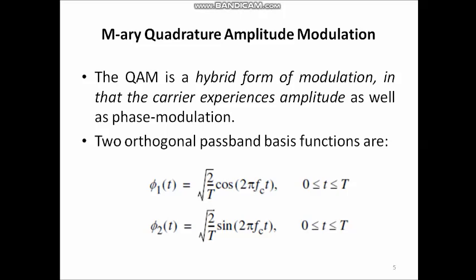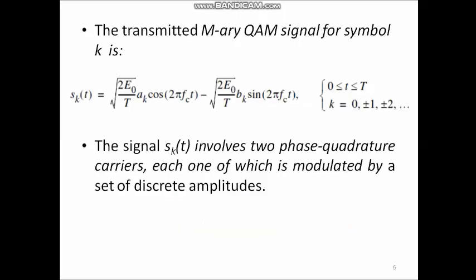So, for given Gray encoded message symbols, we have a circular constellation diagram there. But in QAM, the carrier undergoes both amplitude as well as phase modulation. Therefore, QAM is a hybrid form of modulation. Two parameters are changed here, amplitude and phase. And again here, two orthogonal passband basis functions are required for the constellation diagram and representation of signals. They are phi 1 of t equal to root(2/T) cos 2π fc t and phi 2 of t equal to root(2/T) sin 2π fc t.